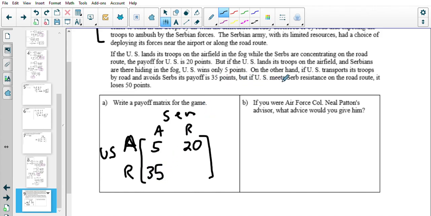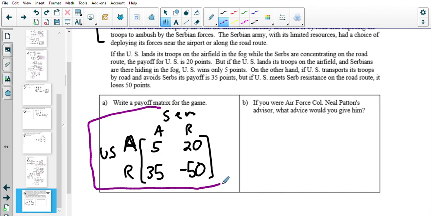But if the US meets Serb resistance on the road, it loses 50 points. So if they go by road and the Serbians are defending the road, then they will lose 50 points. So that's the payoff matrix for the game. It's a game with US and Serbia both having the same two options, and these are the values of their combined possible choices.